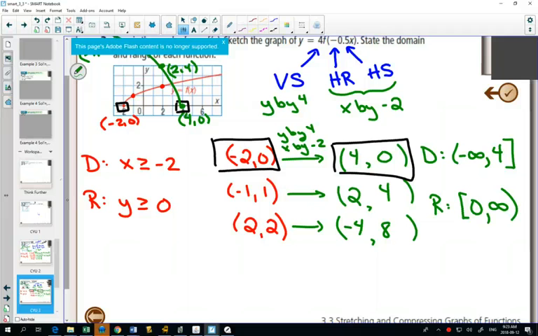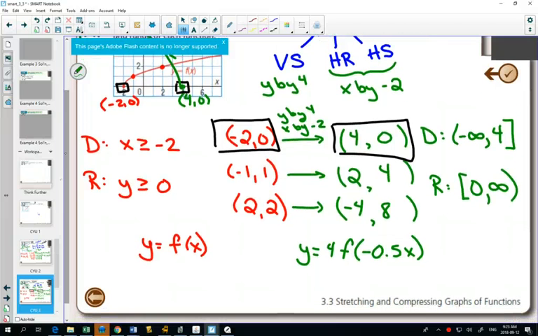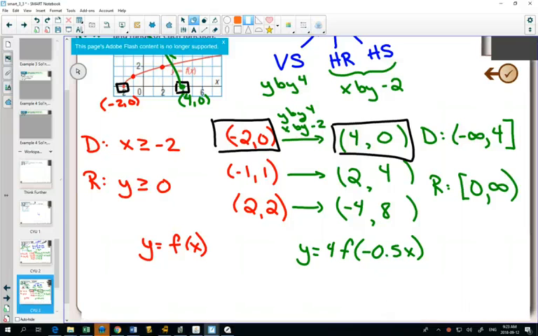So starting off, we had our red graph was y equals f of x. Our green graph was y equals 4f of -0.5x. Okay? But if we look at our red graph, you should be able to recognize that that was a square root graph, and that square root graph was moved 2 to the right. So how would I write that as an explicit equation? How would I write a square root graph moved 2 to the right?